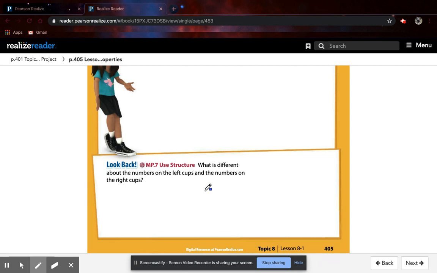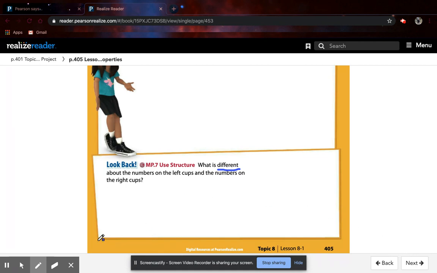So the only thing that's different between the cups on the left, which read 18, 24, 26, and the cups on the right, which is 18, 26, 24, is the order. All that's different is the order. So what is different about the numbers on the left cups and the numbers on the right cups? The order of the numbers is different. If you put that sentence or something similar to it, then we're moving in the right direction.